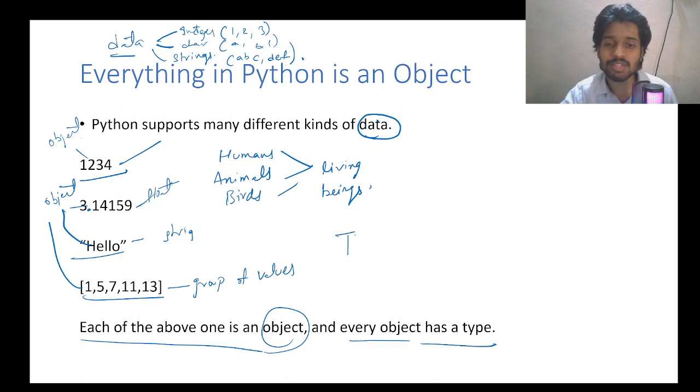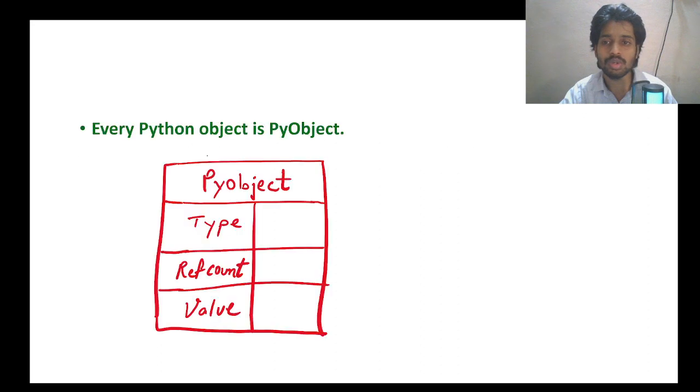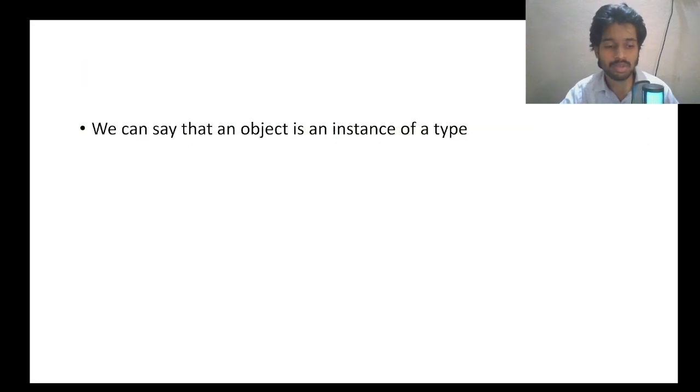The word type is very important here. The word type is very important to understand the concept of an object. I'll give you a small example here. We say that an object is an instance of a type. We'll come to this statement in a bit, but I just want to explain something here first.